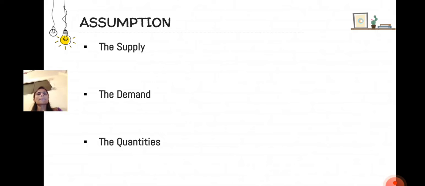First is the supply: a limited quantity of the commodity, such as cement, is available at a certain source or factory. The second assumption of the transportation problem is the demand: there is a demand for the commodity at several destinations, such as warehouses and stores. And the third assumption is the quantities supplied and demanded at each destination.